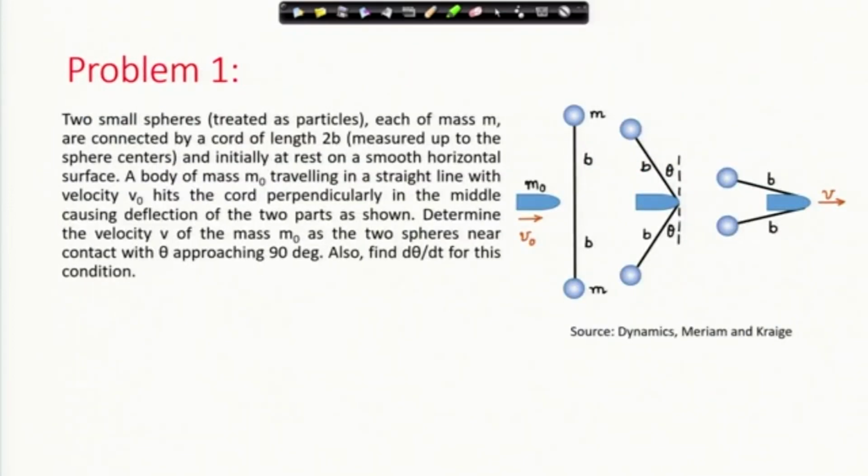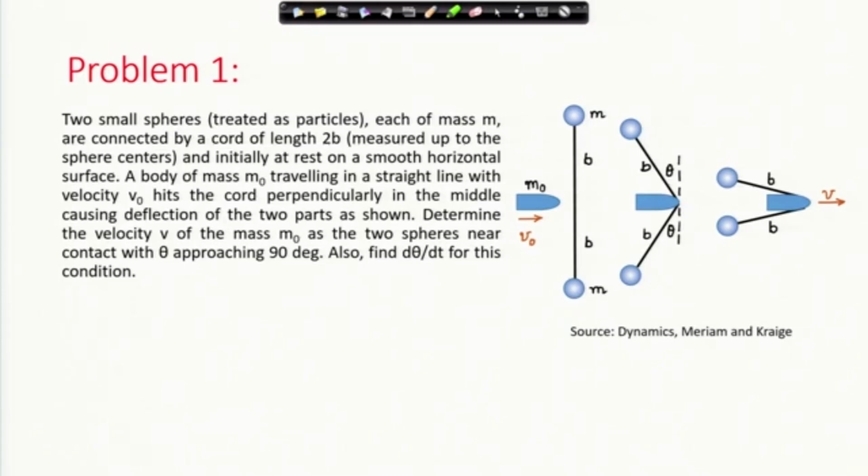Let us look at an example problem. This is taken from the book of Meriam and Craig. Two small spheres treated as particles, each of mass m, are connected by a cord of length 2b measured up to the sphere centers. They are initially lying at rest on a smooth horizontal surface. So, these two mass points are connected by this inextensible string of length 2b, lying on a smooth horizontal surface. A body of mass m naught travelling in a straight line with velocity v naught hits the cord perpendicularly in the middle, causing deflection of the two parts as shown.